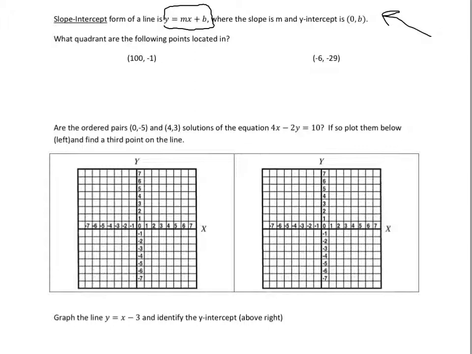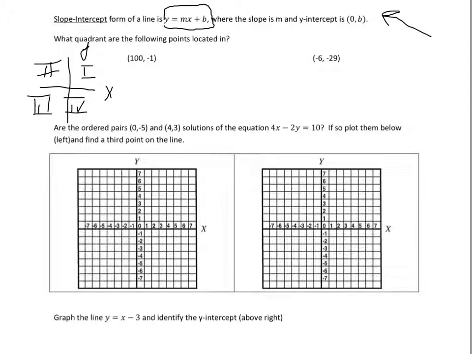Now, answering these next two questions: which quadrants are the following points in? Recall that when we have our plane here, with our x-axis and our y-axis, this is quadrant 1, this is quadrant 2, this is quadrant 3, and this is quadrant 4. Those are Roman numerals. If you just use first, second, third, fourth, that's totally fine.